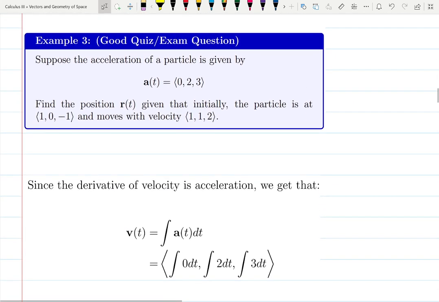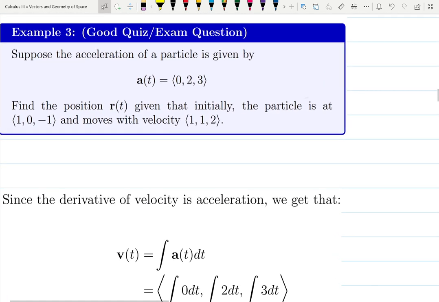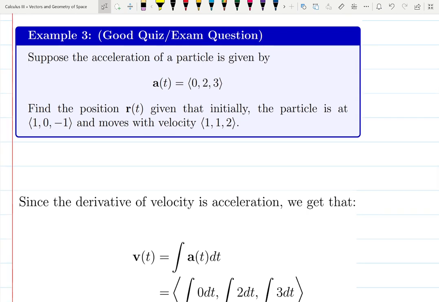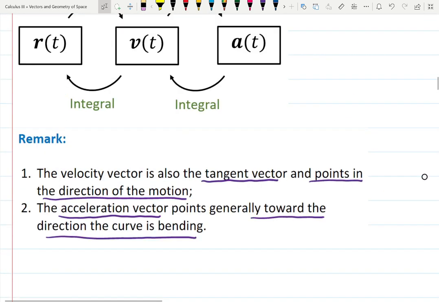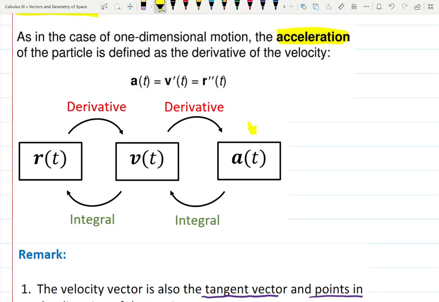Example. This is a good exam question. If given the acceleration, find r. So let's do that. If we give you the acceleration, how do you find r? Just using this diagram I just showed you here. If I give you this, you have to go in this direction.